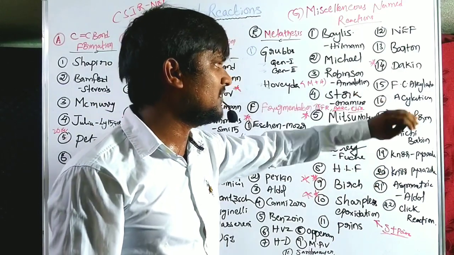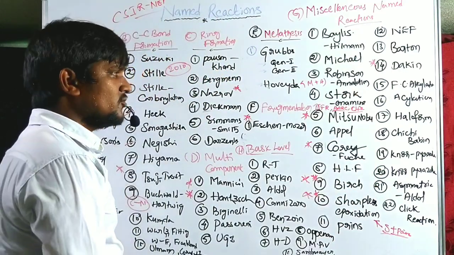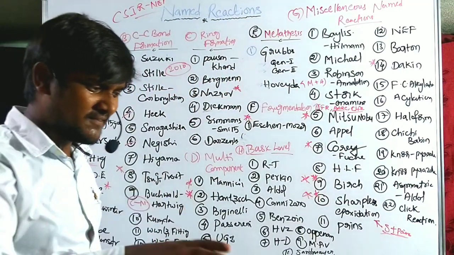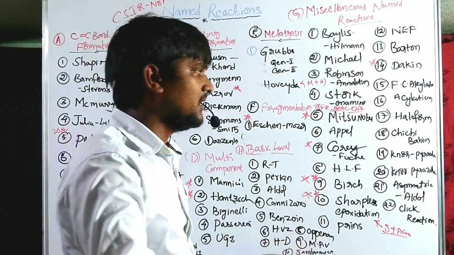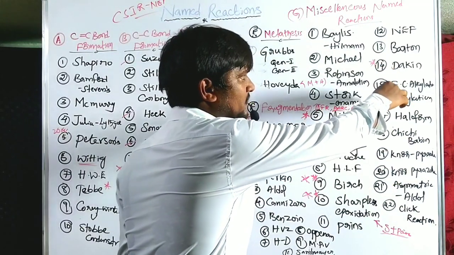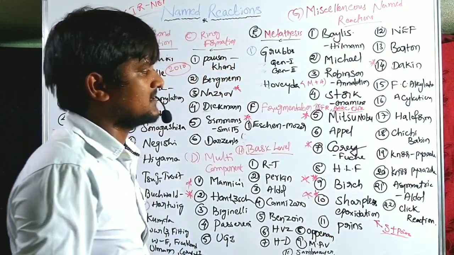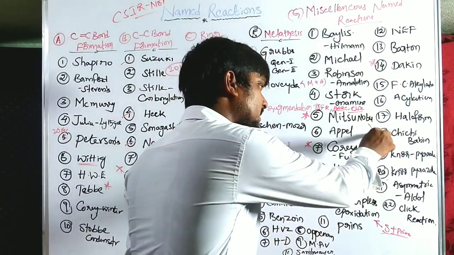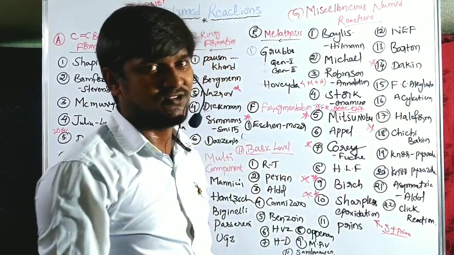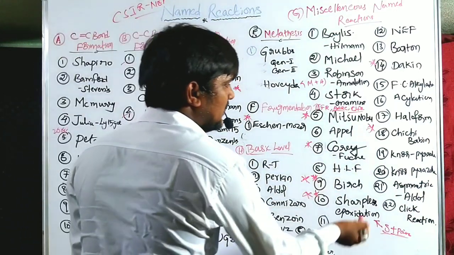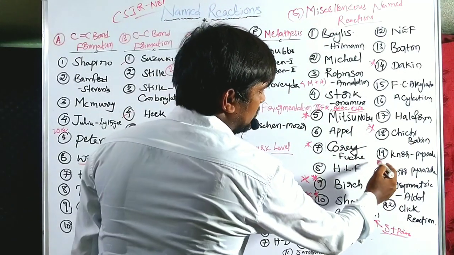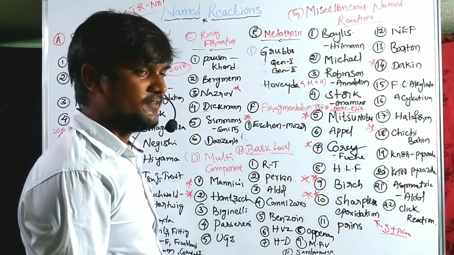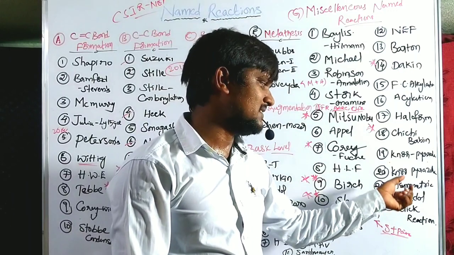Now here the Friedel-Crafts alkylation as well as acylation. These two reactions belong to the basic named reactions, but they have several types of limitations. That's why I mentioned all those reactions in miscellaneous reactions. Okay, now the next one is haloform reaction, Chichibabin reaction from pyridine, heterocyclic nucleophilic addition reaction. Now here Knorr pyrrole synthesis, Knorr pyrazole synthesis, as well as the final 21st one, asymmetric aldol.